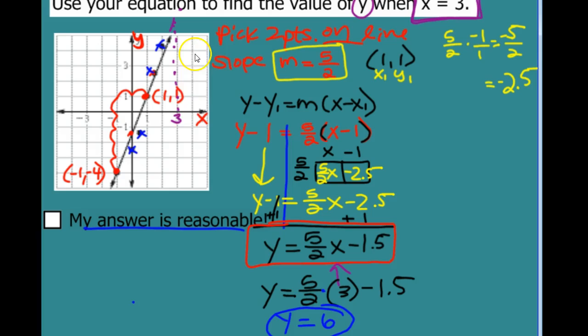Think, is your answer reasonable? Does it make sense? If I was to follow 3 up would I cross at about 6? 3, 4, 5, 6. That would make sense. Somewhere up there. Yes. So yes, it does make sense.